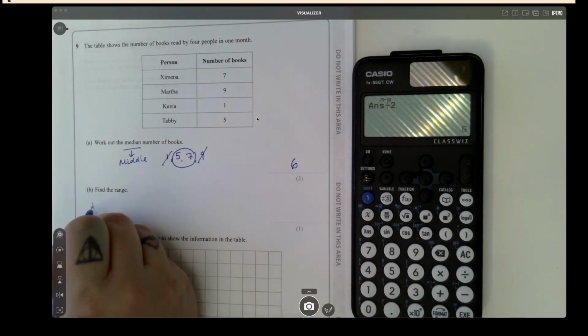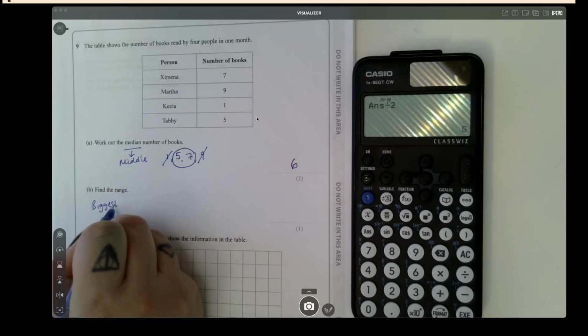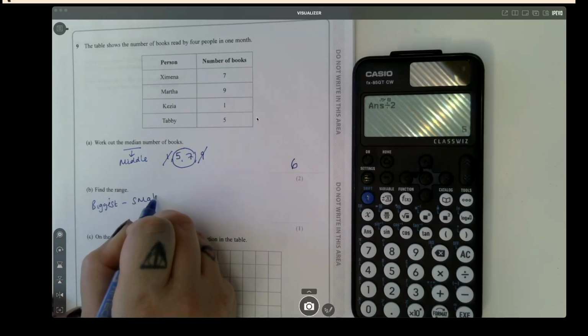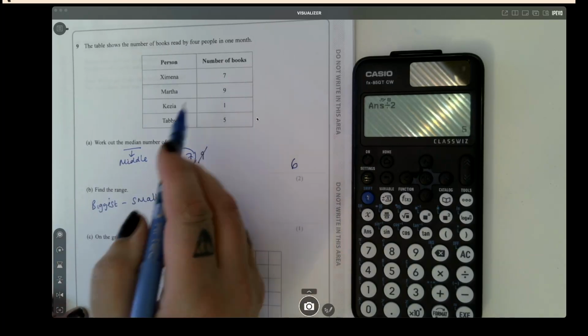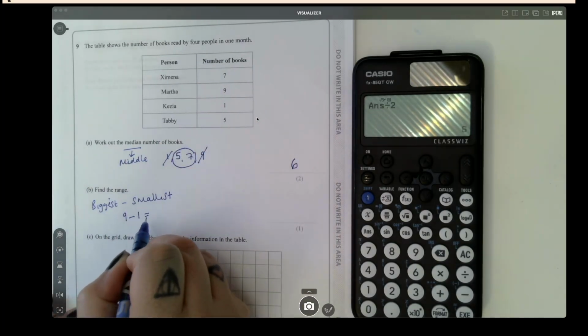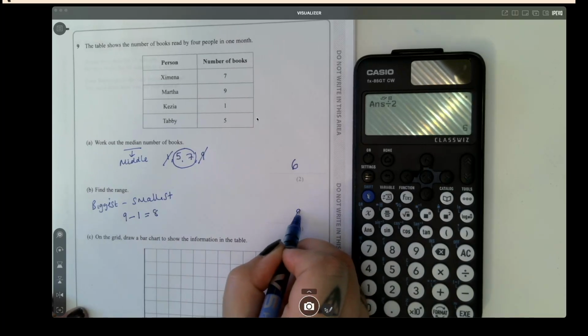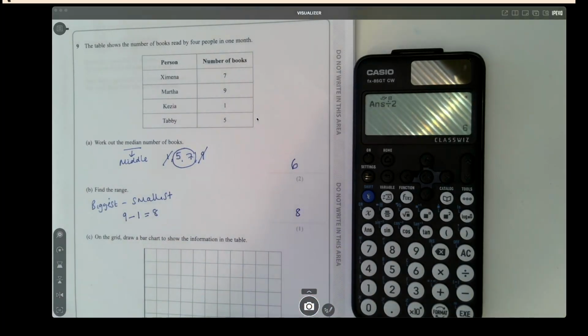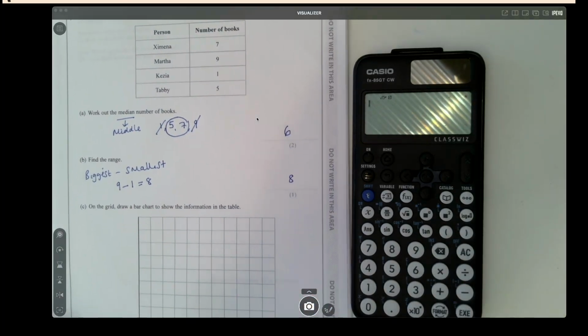Find the range. So the range is the biggest, subtract the smallest. So the biggest number is 9, the smallest number is 1, and 9 subtract 1 is 8, and pop that on the number line.